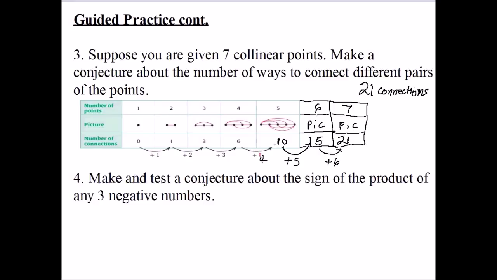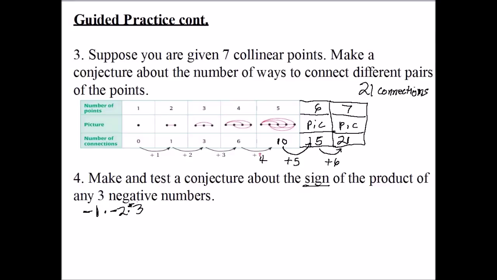Number 4, make and test a conjecture about the sign of the product of any 3 negative numbers. So I need to take 3 negative numbers and multiply them together. Is it going to be positive or negative? How I would do it, I would just pick any 3 negative numbers. Let's say -1 times -2 times -3.